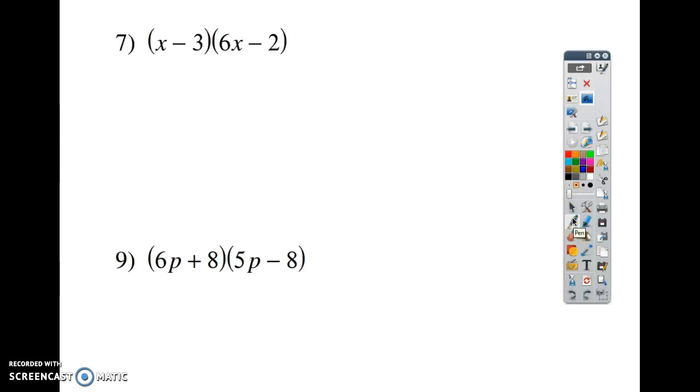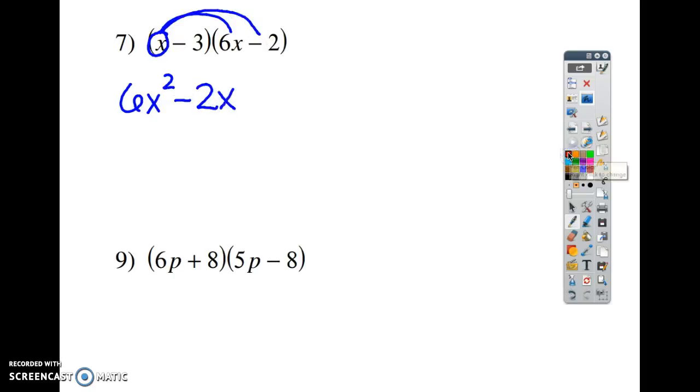I'm going to start with double distribution first, and then I'll do box method. So if you don't like double distribution, fast forward until I start the box method. 1. X times 6x is 6x squared. Because there's 2 x's, and that's 1 times 6. So 1 times 6 is 6. 2 x's, that's x squared. X times negative 2 is negative 2x.